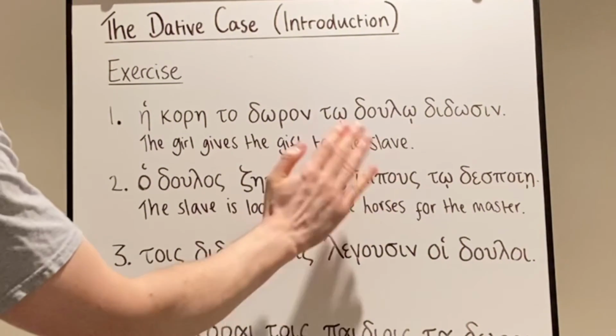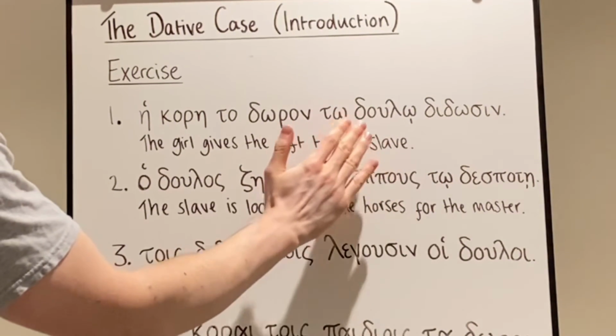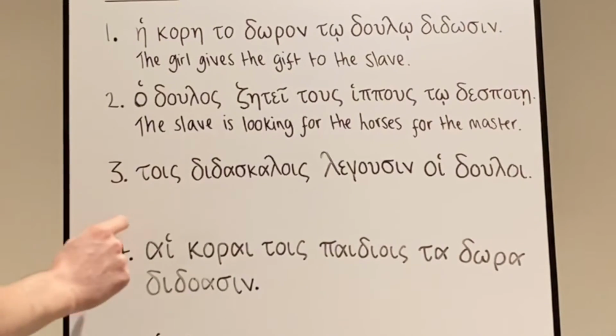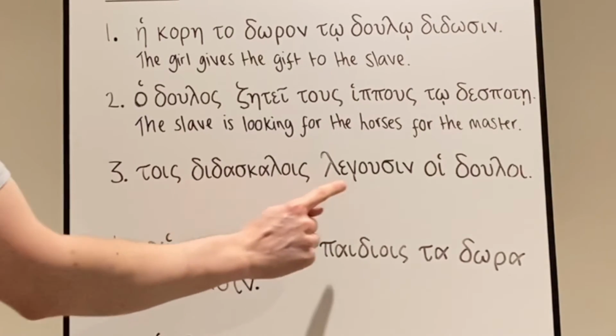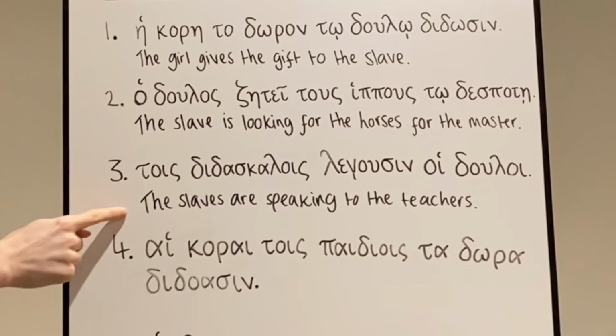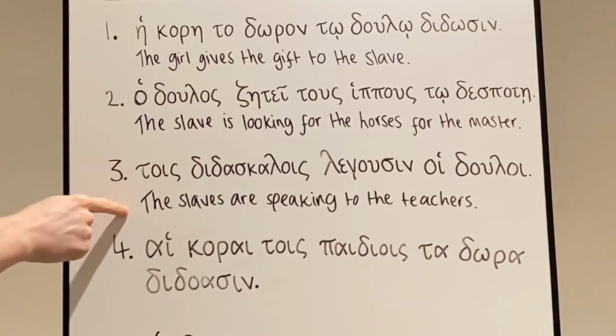But in both number 1 and number 2, the dative is indicating the indirect object. And in fact, throughout all of these, the dative is indicating the indirect object. Let's do number 3. Number 3 was tois didaskalois legusin hoi douloi. And this means the slaves are speaking to the teachers.